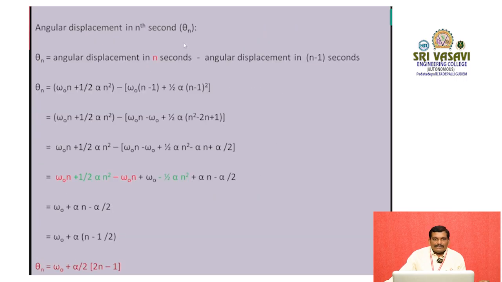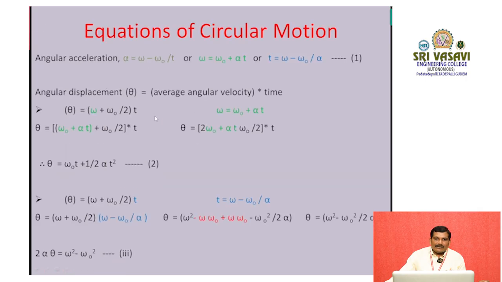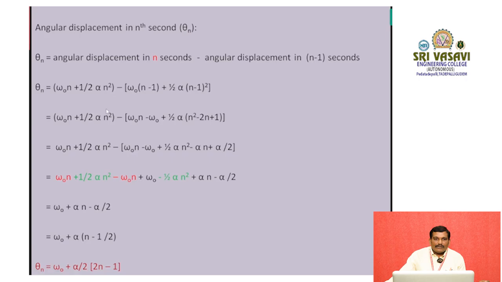And write the angular displacement in nth second. Theta n is equal to angular displacement in n seconds minus angular displacement in n minus 1 seconds. Angular displacement in n seconds is omega naught n plus 1 by 2 alpha n square, minus omega naught into n minus 1 plus half alpha into n minus 1 whole square.